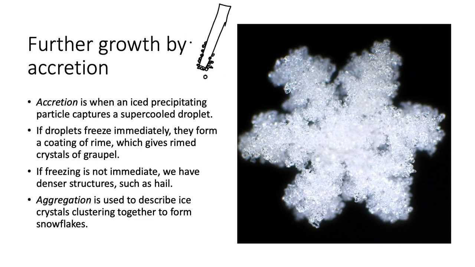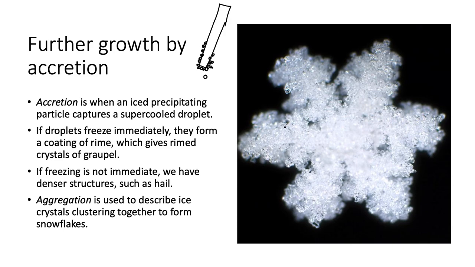Depending on the turbulent structure, or depending on what's going on in the cloud, the freezing may be instantaneous, in which case these just stick here, or it may not be instantaneous, in which case you'd have sort of denser structures forming, which is what happens when hail forms. We'll talk about hail in our next lecture. Okay. And accretion is presumably what happens for this ice crystal here.